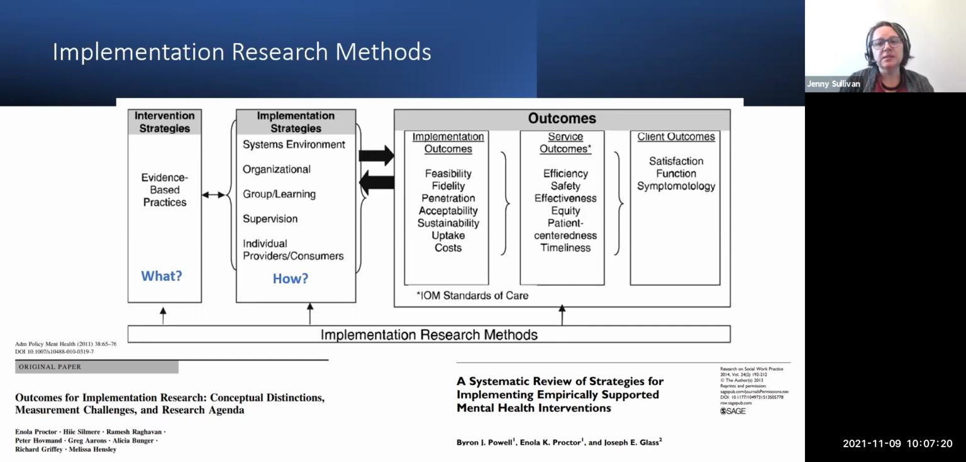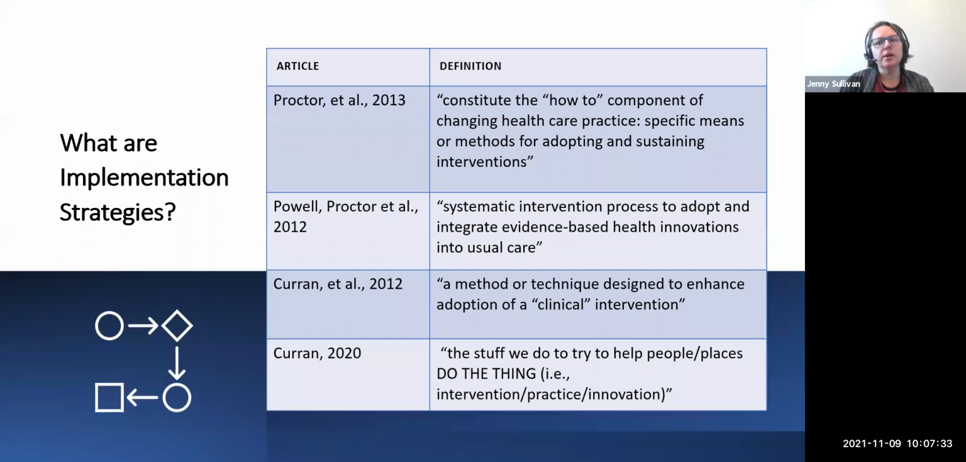So the focus of this talk is really about implementation strategies, which are specifically part of the how component in this logic model, or that second box. So what are implementation strategies? They have been defined in slightly different ways in the literature. I think one of my favorites is Jeff Curran's explanation that they are the stuff we do to try to help people and places do the thing, or the evidence-based intervention.